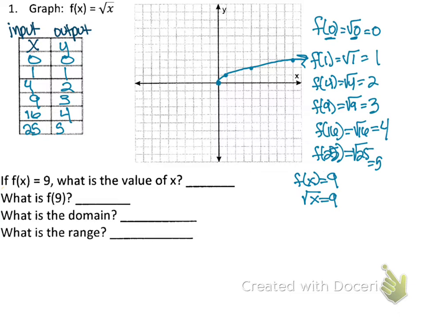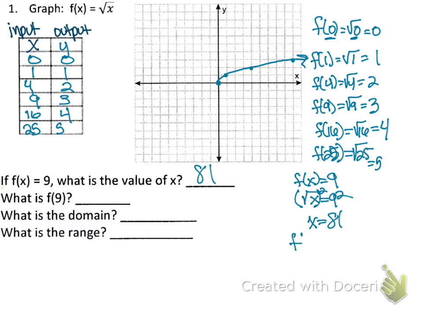How do we deal with the square root, getting rid of that square root? What you're going to do to undo a square root is square both sides. So you're going to square both sides of your equation, because squaring a square root, they kind of cancel each other out. They're the inverse, so they undo each other. So I'm getting x equals 9 squared, which is 81. So the value of x is 81. And you can always check that.